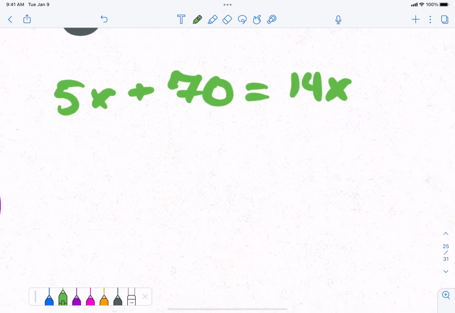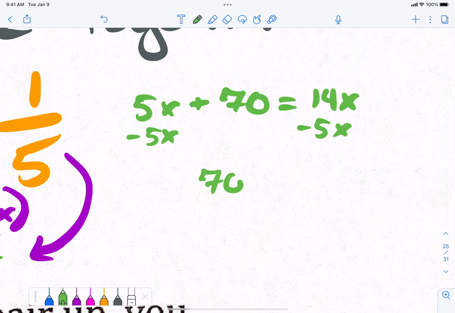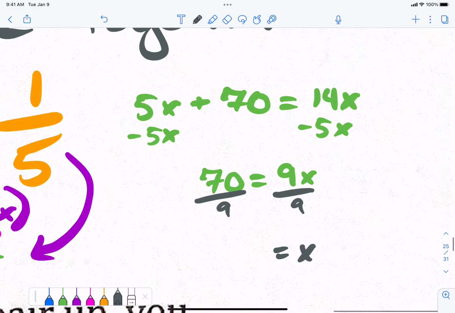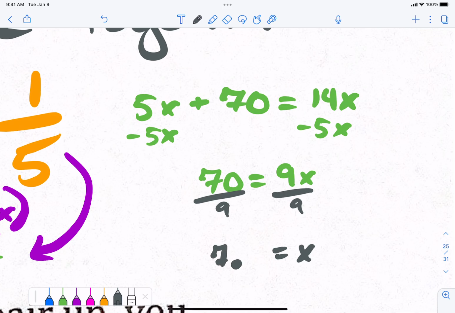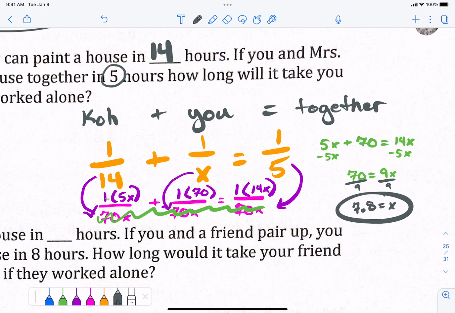So we have this now: 5x plus 70 equals 14x. We subtract the 5x over. 70 equals 9x. Divide by 9. It's going to be like 7 and change. 7 point what? 7.8. So according to this, it takes you 7.8 hours to paint a house.